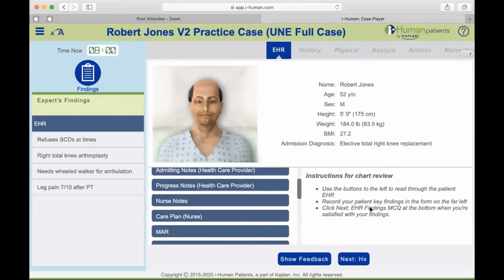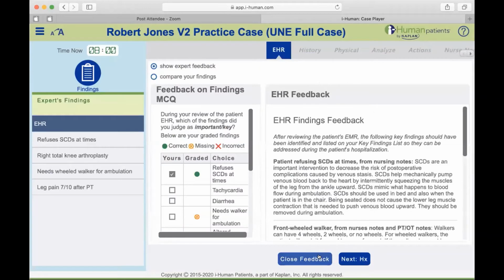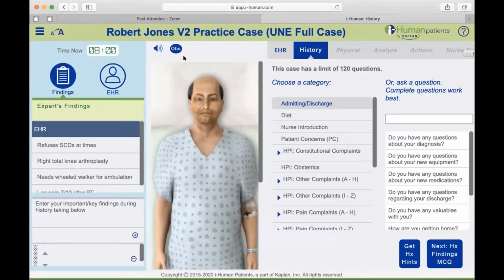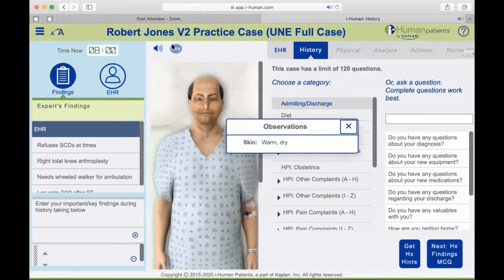Now I spent a little bit more on the feedback here. Moving forward, we have the history. And so the history allows the students to ask questions. We gather information in a different manner, and we can validate what we found in the electronic health record. The observations, skin is warm and dry, comes up written. I can close that. But if I need it back, I can see it here.